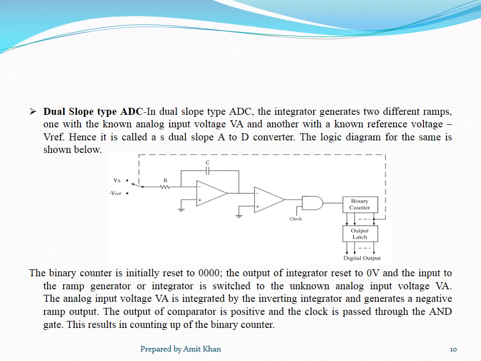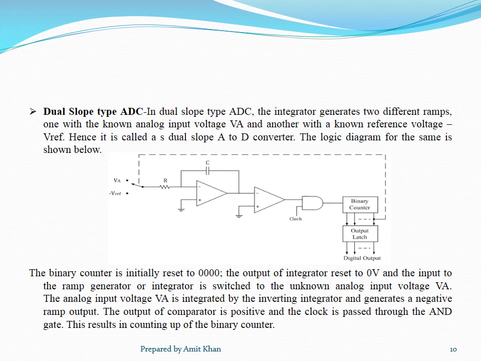We can see the integrator circuit here in the diagram. Here the binary counter is initially reset to 0000. The output of the integrator is reset to 0 volt, and the input to the ramp generator or integrator is switched to the unknown analog input voltage VA. The analog input voltage VA is integrated by the inverting integrator, and so it generates a negative ramp output.